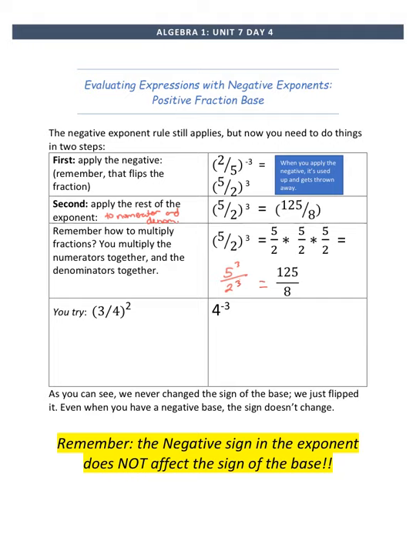So now let's try this one. We're going to try 3 over 4 squared. That's like saying 3 over 4 times 3 over 4, or 3 squared over 4 squared. Either way you go, it's 9 over 16. It's doing the same thing. All right, 4 to the negative third. 1 over 4 to the third. Because remember, the negative is a tool. 1 over 64.